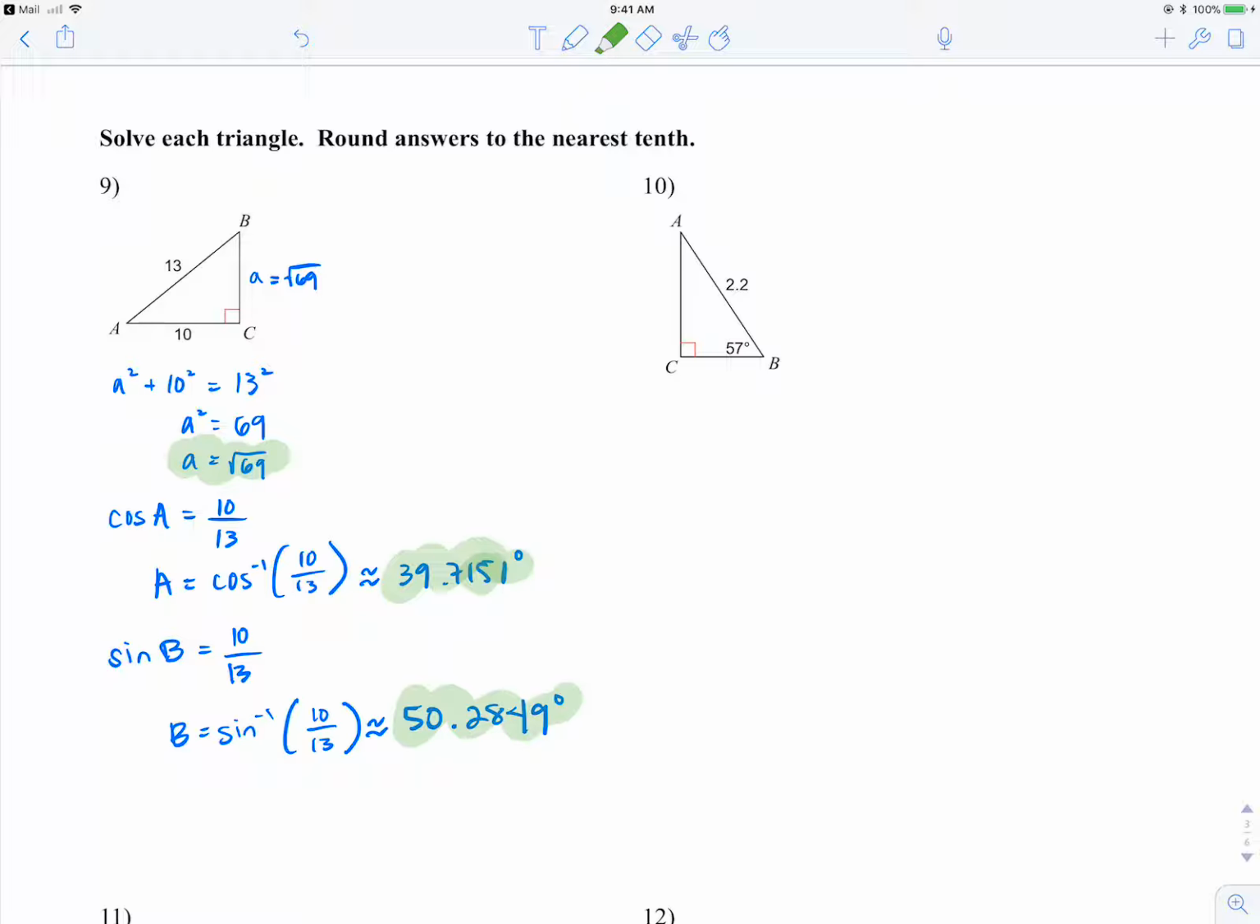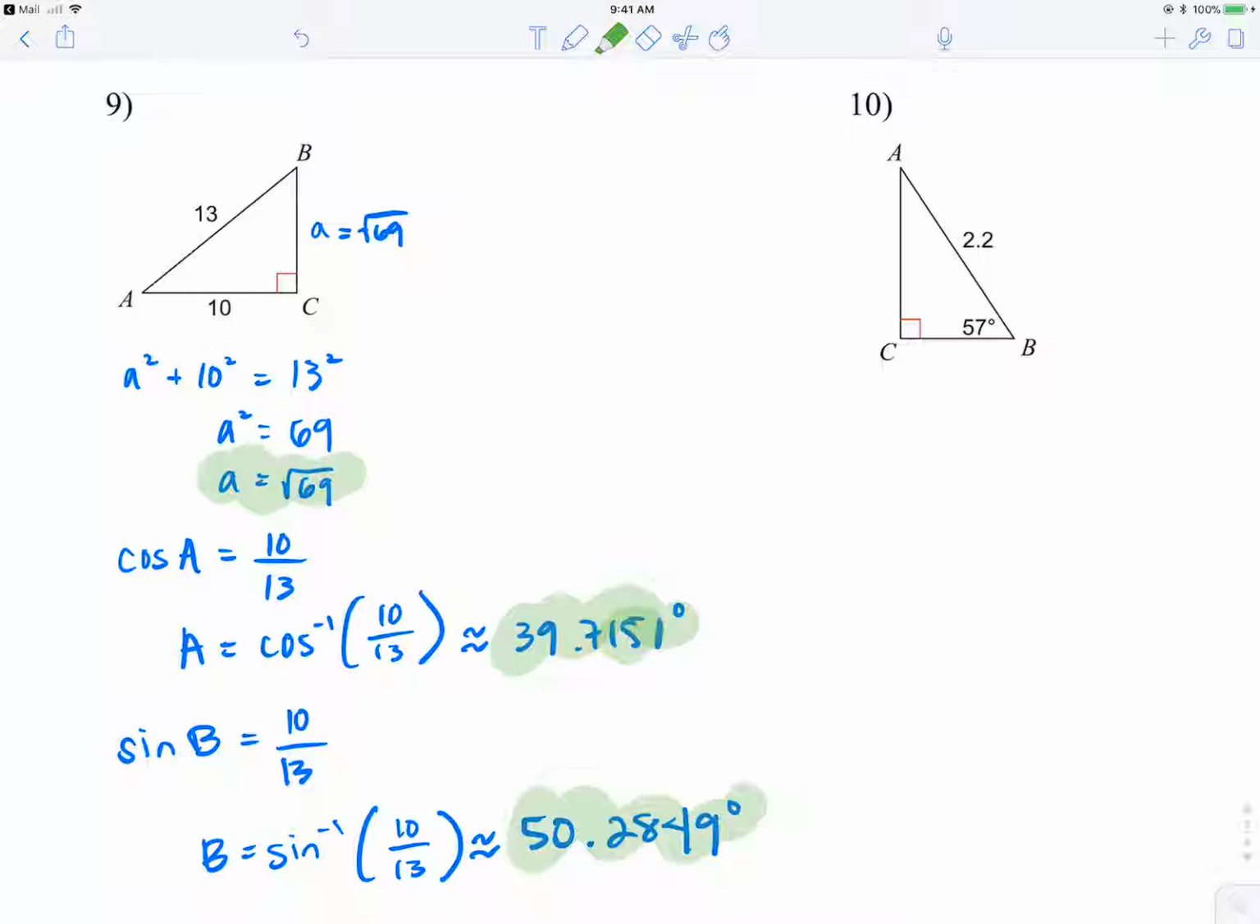Okay, so we have the missing side and each of the missing angles. This video is getting pretty long, so I'm going to end it there, but basically you can use the trig functions or you can use Pythagorean theorem when possible to try and solve for the missing sides and missing angles of a triangle.